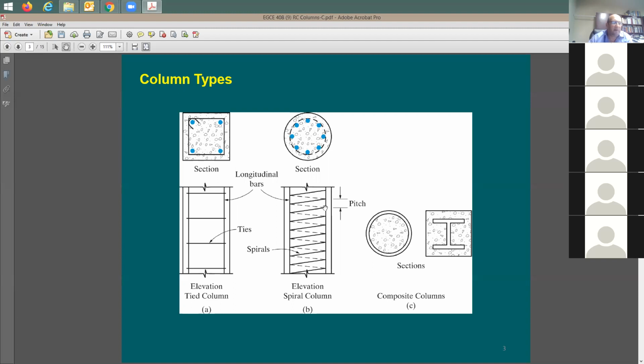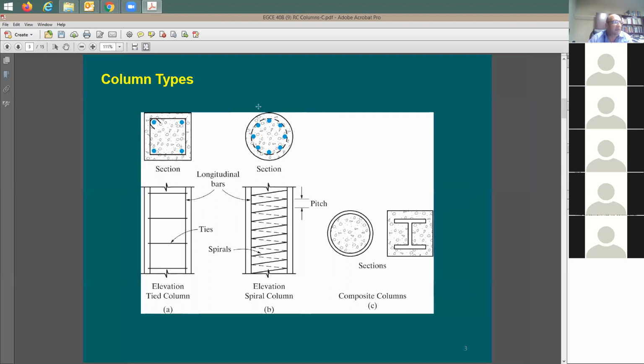We have also spiral columns. The spiral column is most likely going to be round, but you may also have a spiral column where the column itself is a rectangular section. So you can have a column like this. You do the form like this, but the rebars are going to be in this round shape, and the spiral, we call this a spiral now, we don't call it the tie, is going to be also in round shape.